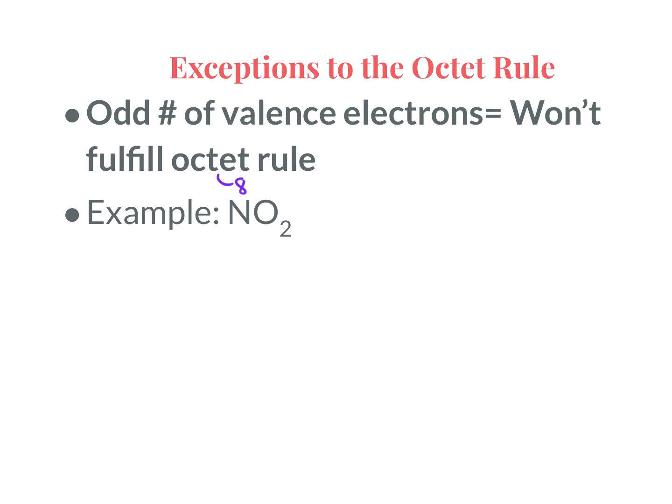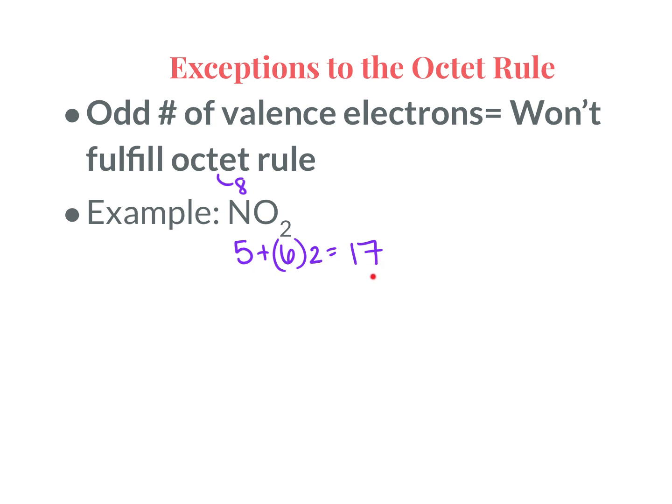So let me show you an example. Nitrogen dioxide is an example. Okay, so we're going to count valence electrons. How many valence electrons does nitrogen have? 5. Okay, 5. What about oxygen? 6, and there's 2 of them. So how many total? Okay, 17. So everyone focus here for a second.